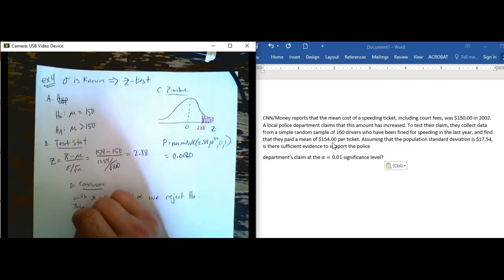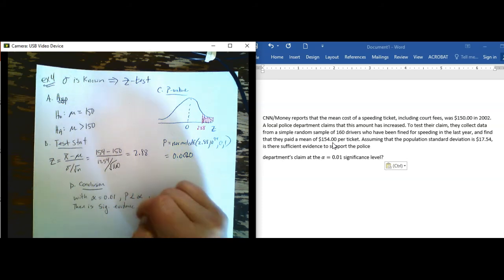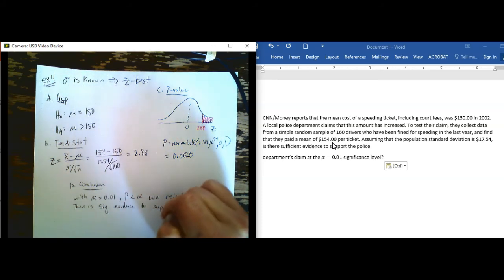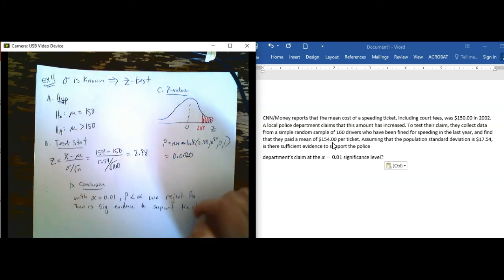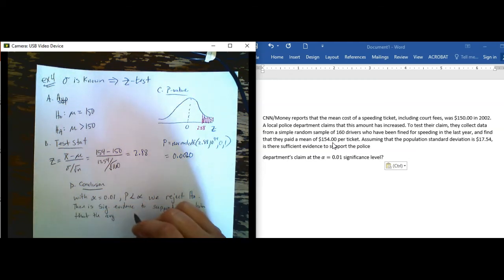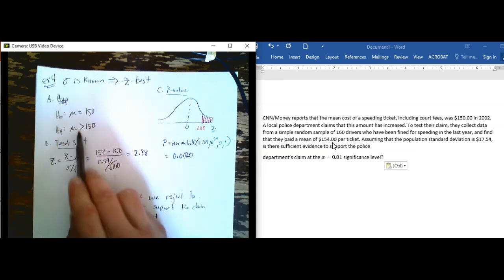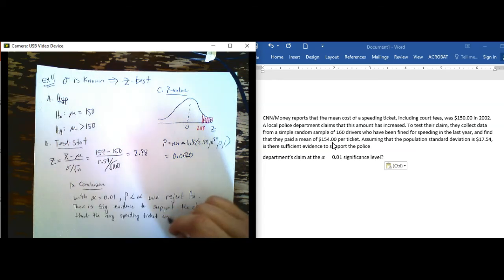There is significant evidence to support the claim that the average speeding ticket costs more than $150.